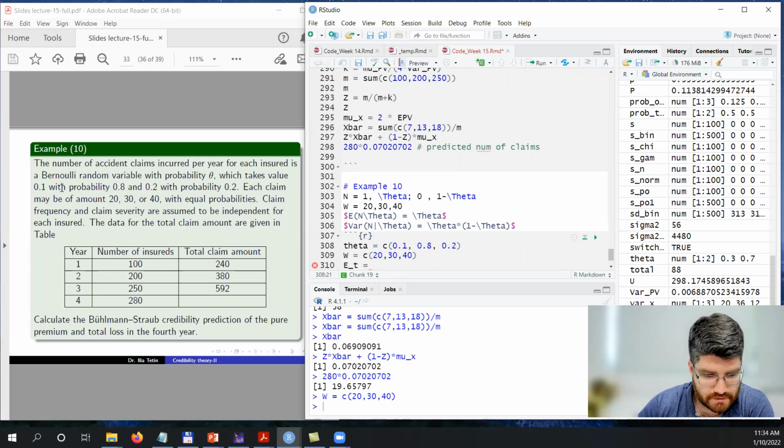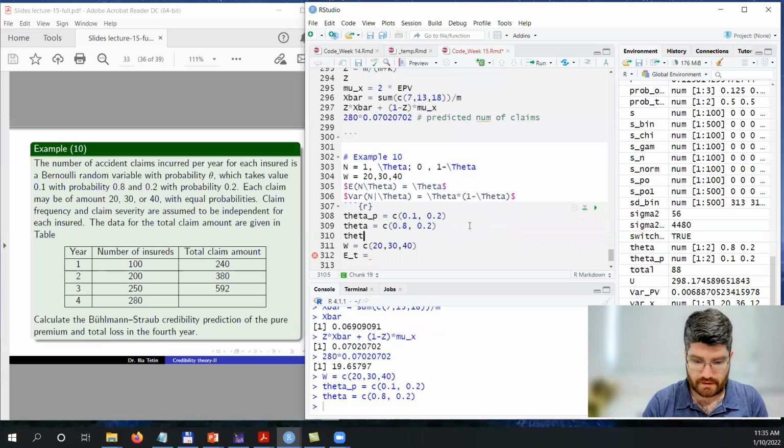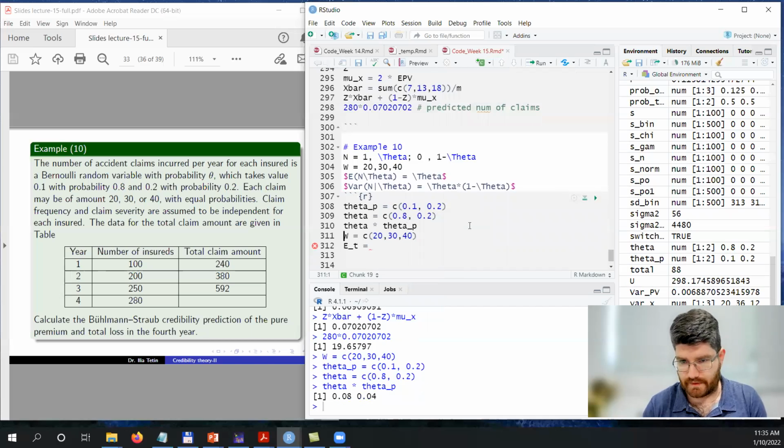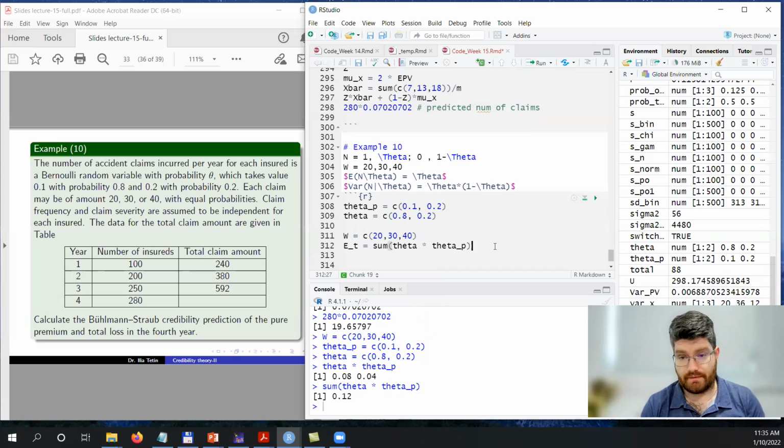Theta takes values 0.1 and 0.2 with probabilities 0.8 and 0.2. These are the theta values and theta prob. So the multiplication of theta times theta p, summed, will give us 0.12, and this is exactly what we wanted to calculate. ET is the sum of theta times theta p.